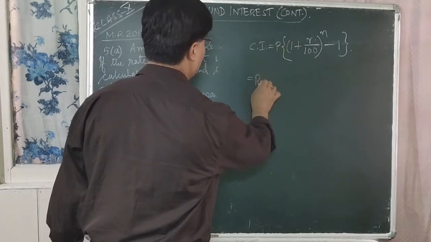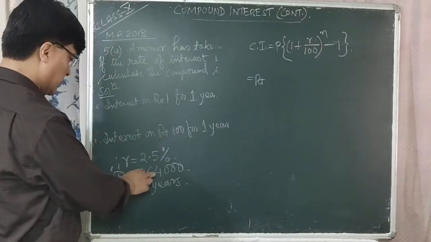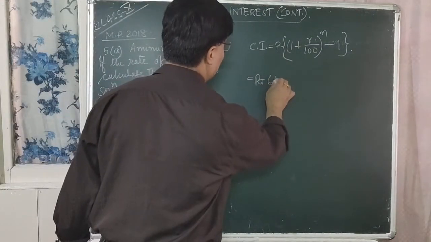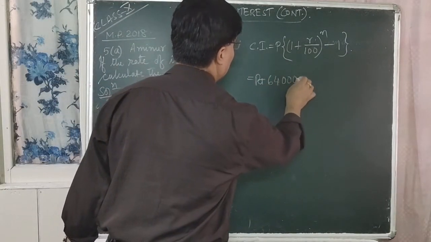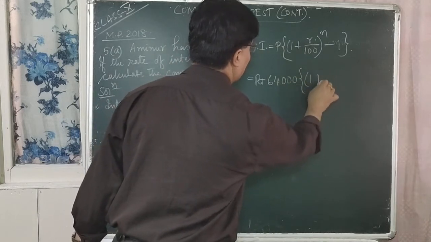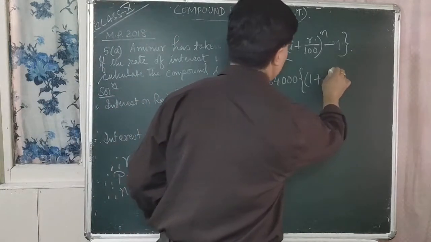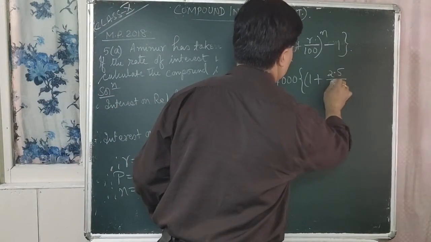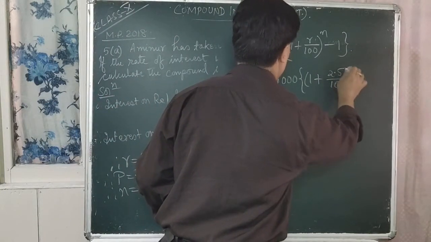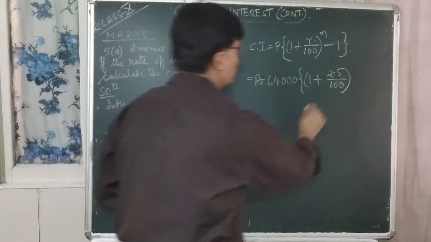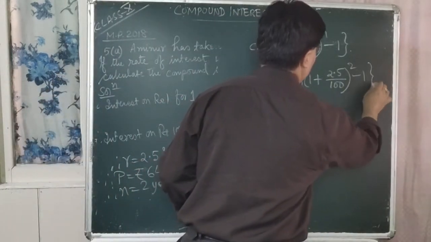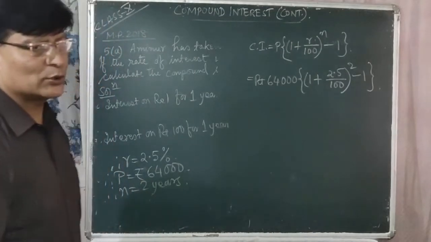Is equal to rupees. What is the principal out here? It is 64,000. Within second bracket 1 plus, what is the value for R? It is 2.5. 2.5 divided by 100 whole to the power, what is the value for n? 2. Then write down minus 1. So let us simplify it now.